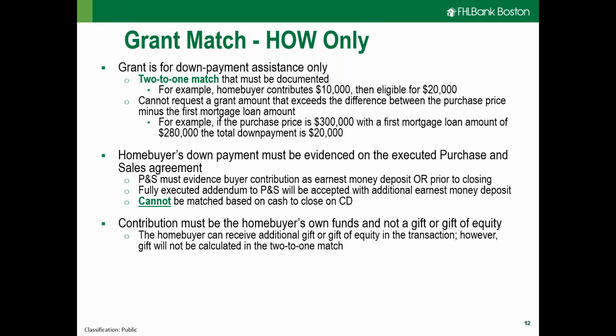So when you're looking at the HOW program, there's two calculations that we're looking at: the 2-to-1 match, which is that first example, and then that HOW is for down payment only.